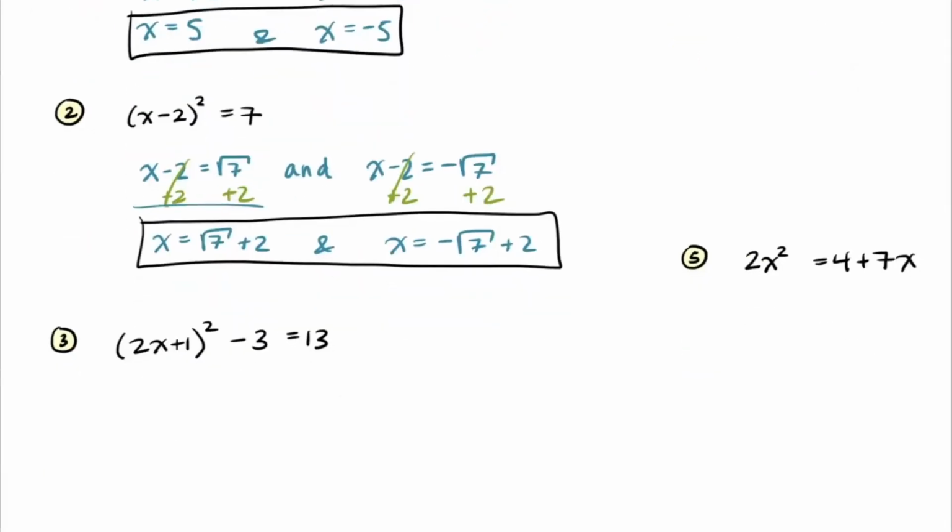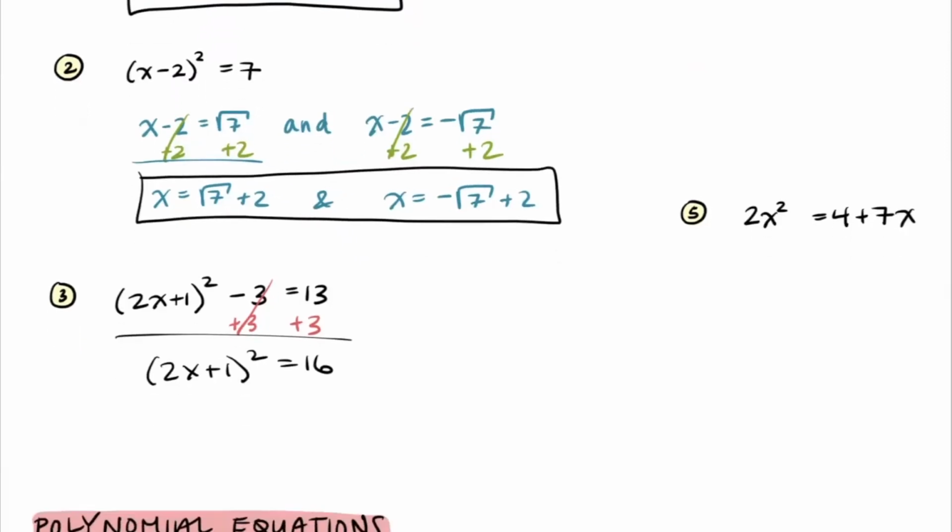The last one of this kind is 2x plus 1 whole thing squared minus 3 equals 13. This doesn't quite look like what I was describing above, but it can if we just do plus 3 first. That will give us 2x plus 1 squared equals 16. Now I can split this up. I get 2x plus 1 equals the square root of 16, and 2x plus 1 equals the negative square root of 16.